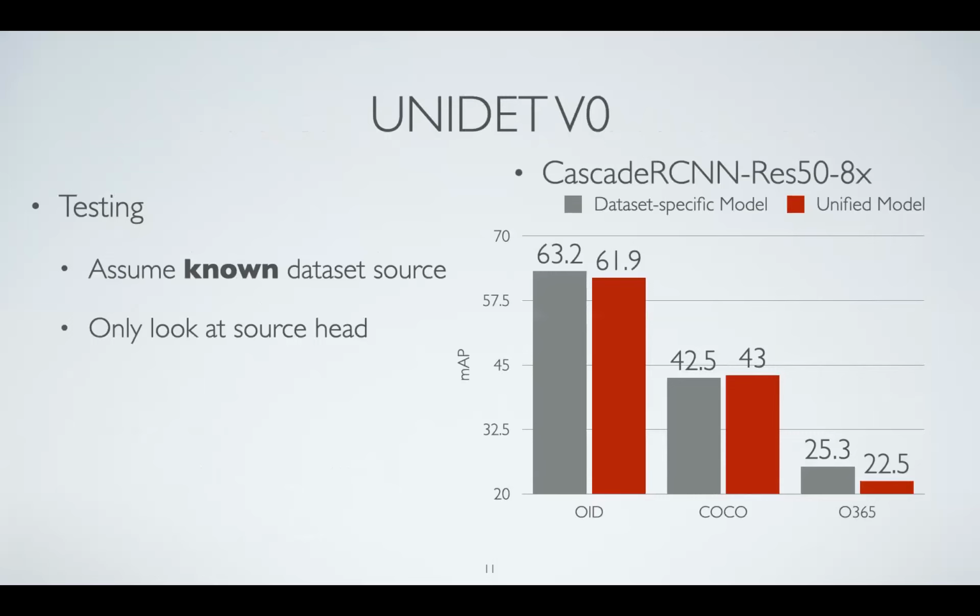This model requires knowing the dataset source at testing to determine which head to look at. As a result, we need the Oracle information during testing. But this Oracle model actually gives fairly good performance on each individual benchmark. It performs closely to the dataset-specific model on OpenImages and Objects365, and interestingly outperforms the single-model COCO baseline with the same backbone. But this is just a single model.